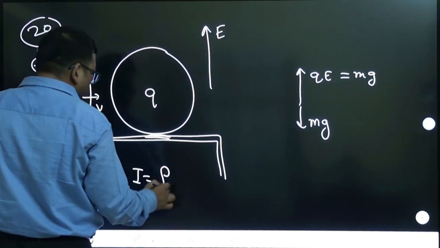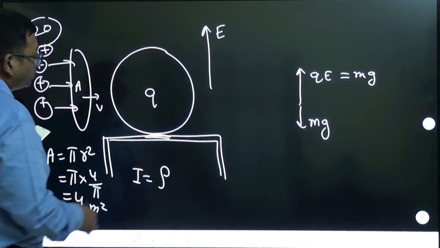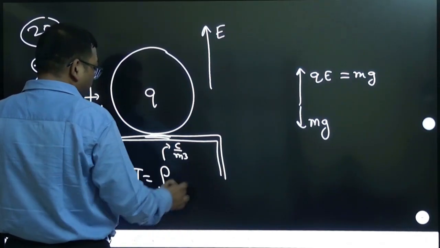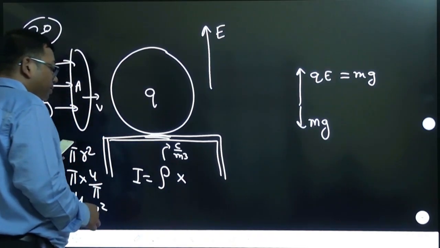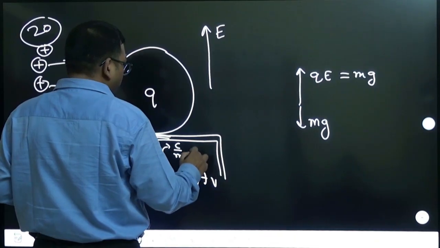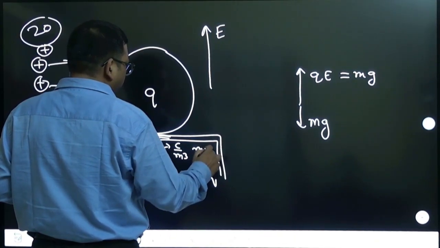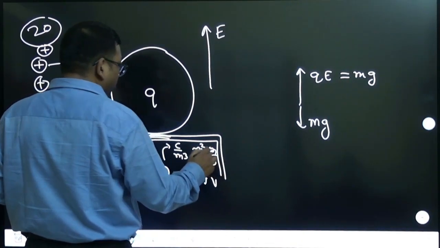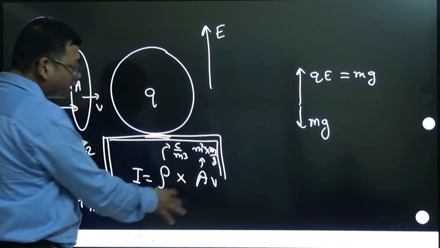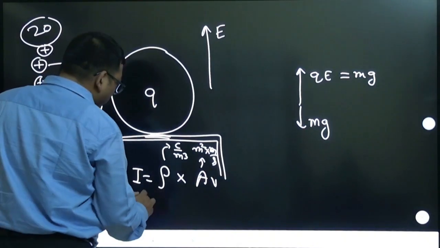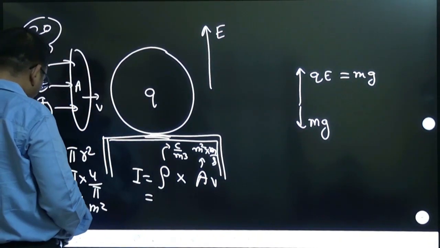So note that this density is charge per meter cube, right? Multiply with area into velocity, because area is meter square, velocity is meter per second. So meter cube will get cancelled, it will be charge per second. So this is the idea by which you can calculate current. So let us calculate current first.